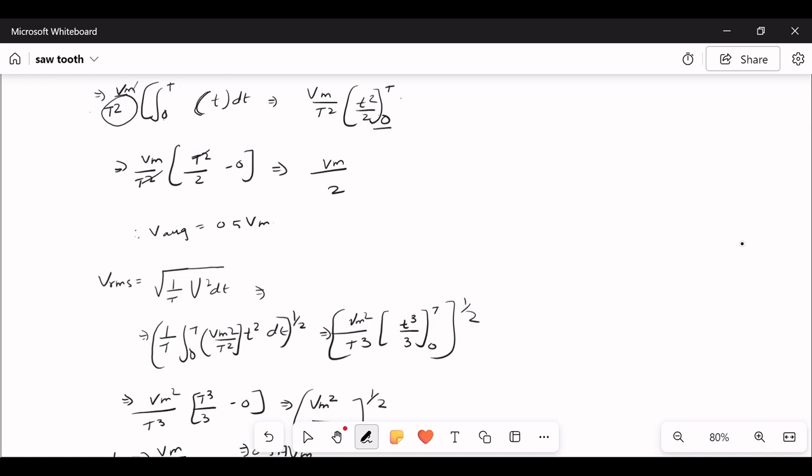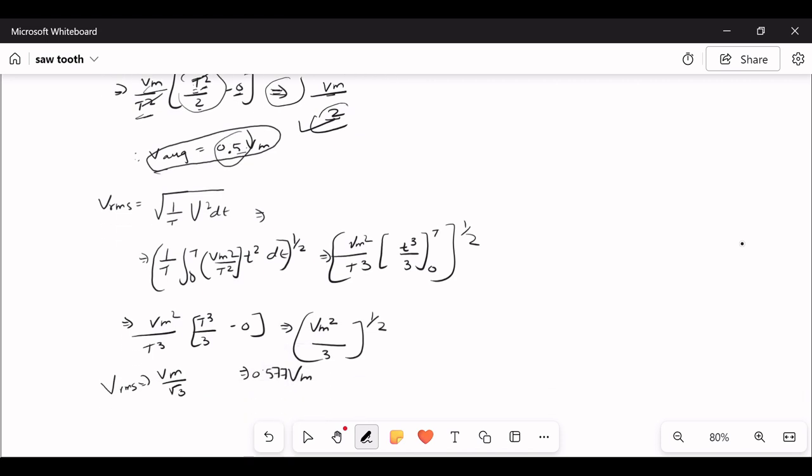Here Vm by T is a constant value, so from the maximum to the minimum limit we subtract. The maximum value is T, so we substitute T for t. Here it becomes capital T square by 2 minus 0. After calculation it becomes Vm by 2. So this is our average value in the form of points. It becomes 0.5 Vm. So the average value of a triangular waveform, a sawtooth waveform, becomes 0.5 of the maximum voltage.